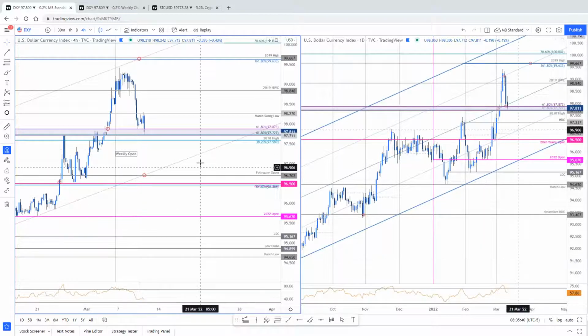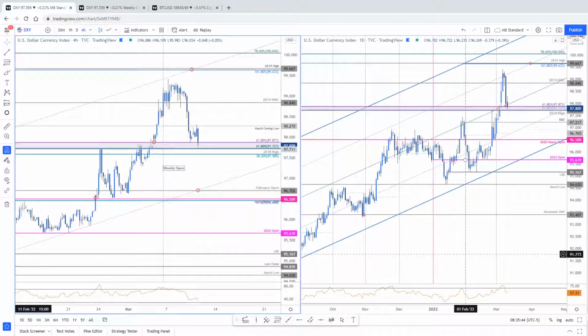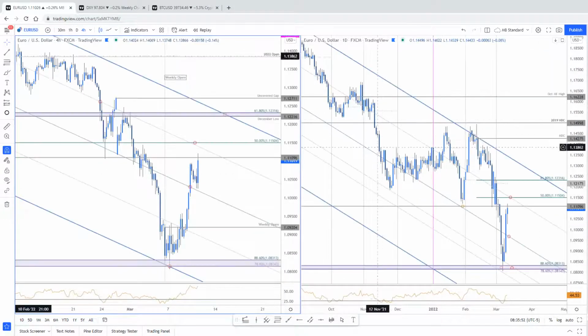Don't start chasing, but DXY, looking for inflection here at support into 97.58, 97.70. So where does that leave us on euro? We just got the ECB interest rate decision holding at 0 rates, obviously.